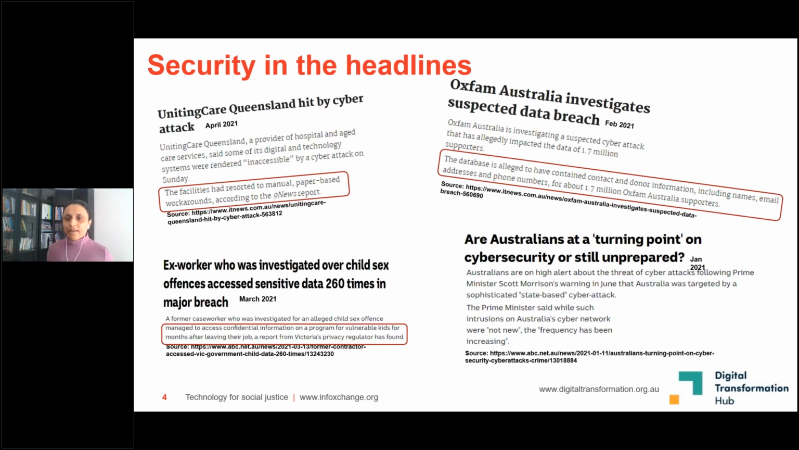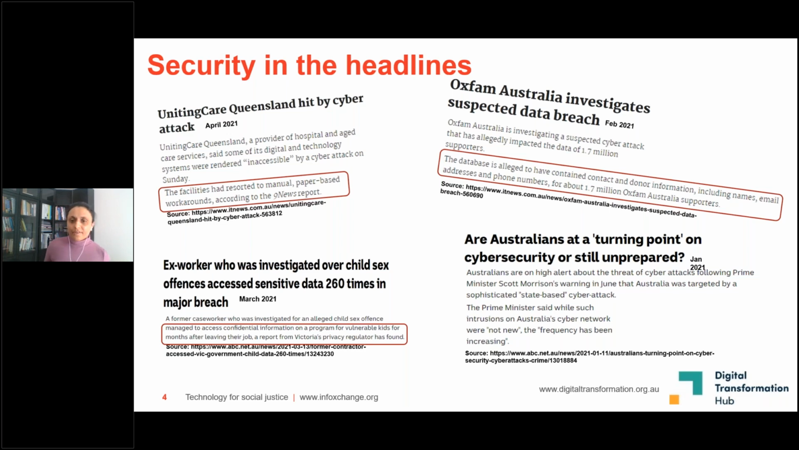So on the top left, Uniting Care Queensland had an attack on some of its IT systems and had to resort to manual workarounds because their IT systems were not accessible after the attack. On the top right, Oxfam had a donor data breach where data of over 1 million Australians was disclosed.